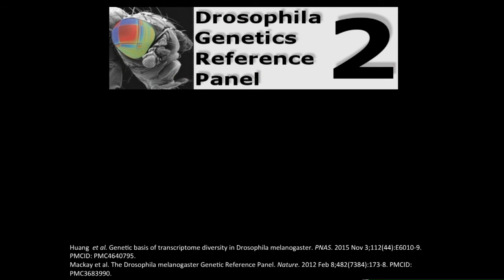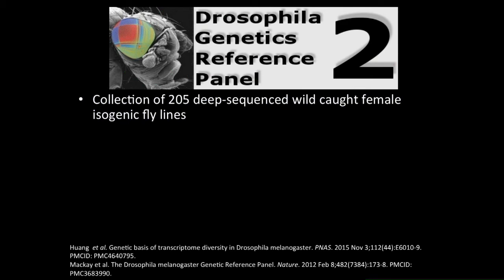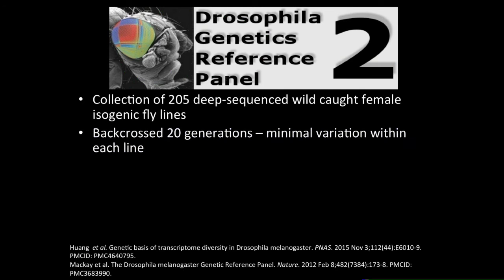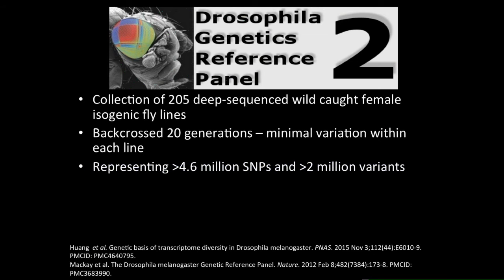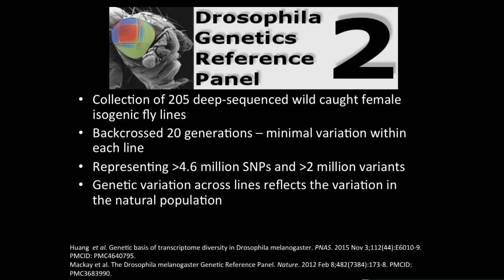As I mentioned, we use the Drosophila Genetic Reference Panel for these studies. For those of you who are not familiar with this panel, it was developed by Trudy McKay, and it's a really interesting collection of flies. There are 205 deep-sequenced, wild-caught female isogenic lines. They were back-crossed for 20 generations, which eliminated variation within each line, and they represent more than 4.6 million SNPs, which gives them a lot of genetic power. The genetic variation across the lines reflects variation in the natural population where these lines came from.